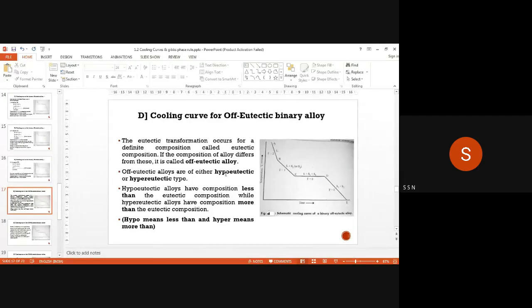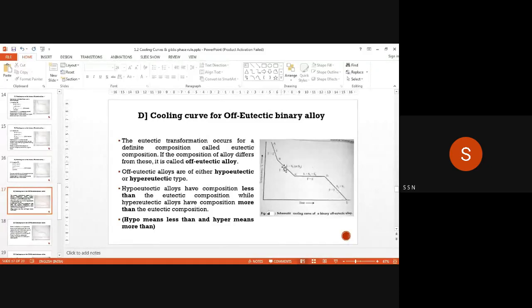Hypoeutectic means less than eutectic composition. And hypereutectic means what? More than eutectic composition. If such things are there in your alloy, then it will be called an off-eutectic binary alloy. And for such a binary alloy, the cooling curve will be like this.